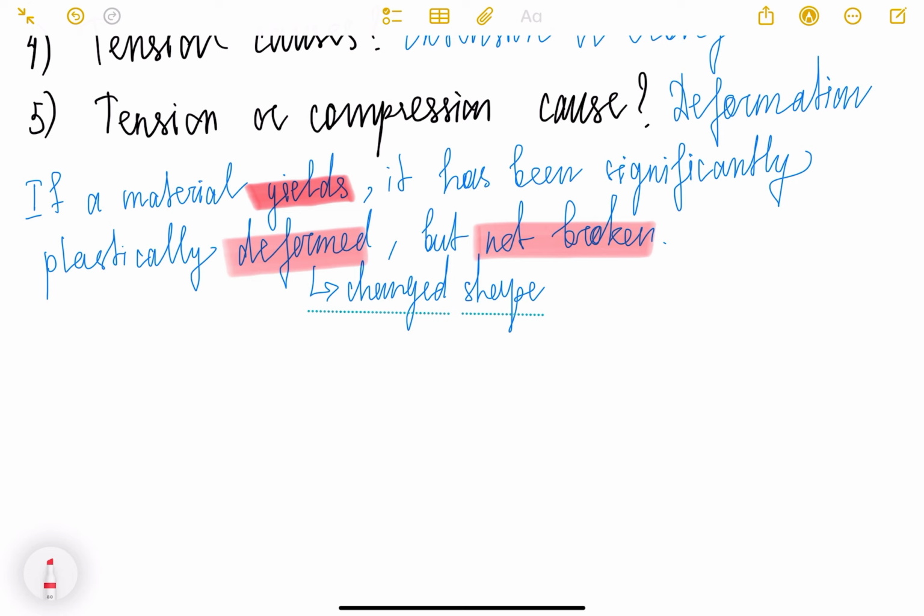Fifth, if a material fractures, it has been loaded beyond its ultimate tensile strength. Yeah, this is obvious, right? It broke. And six, the last one: if a material is elastically deformed, it has been extended to a point before its elastic limit.